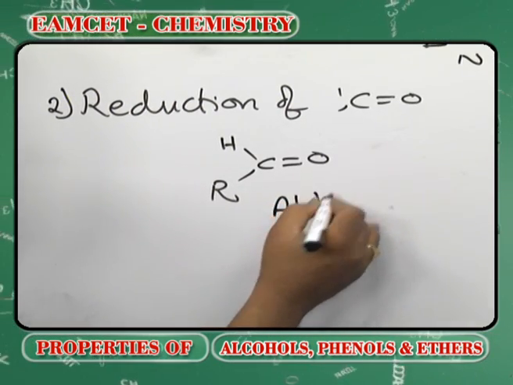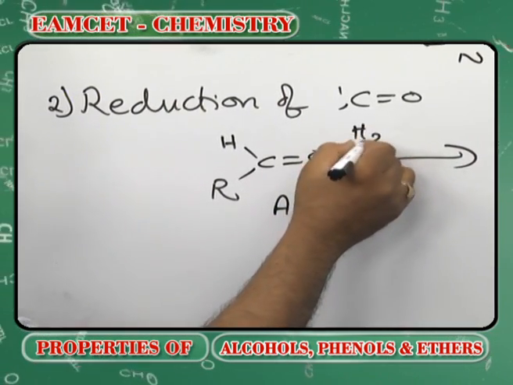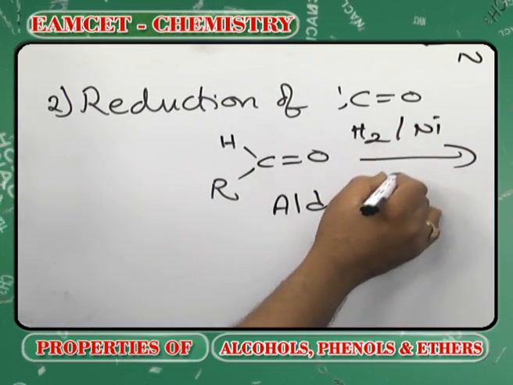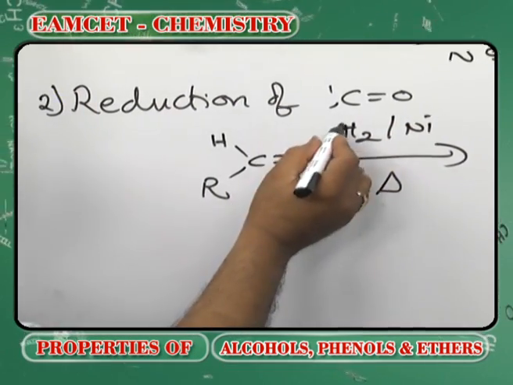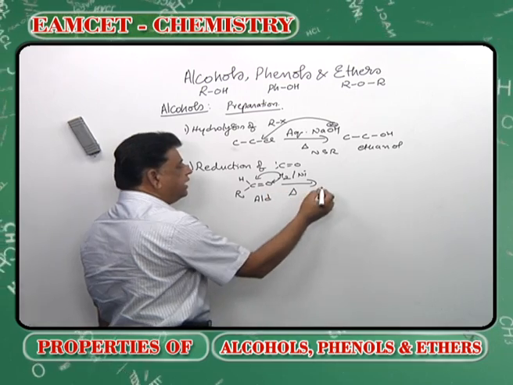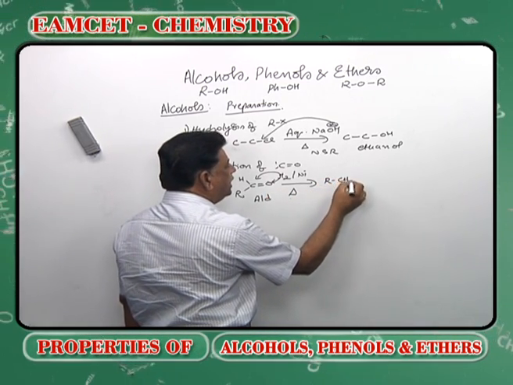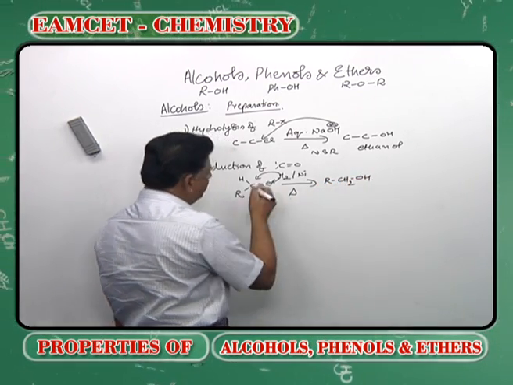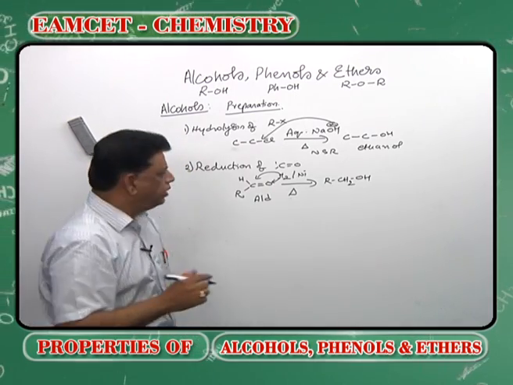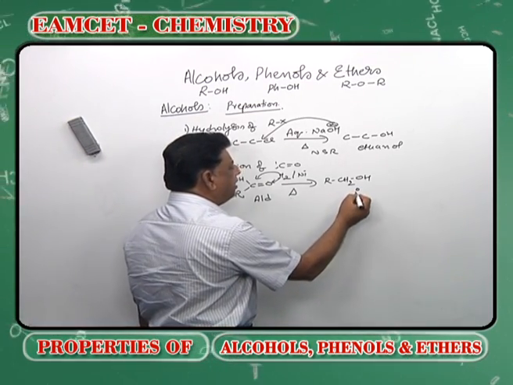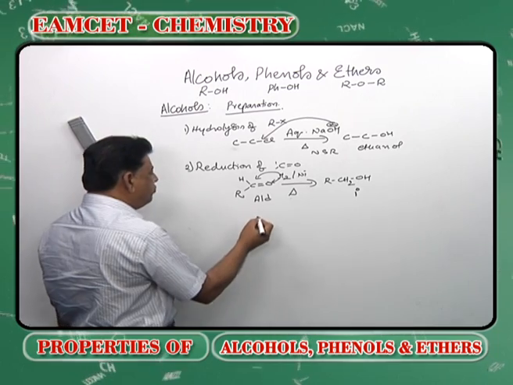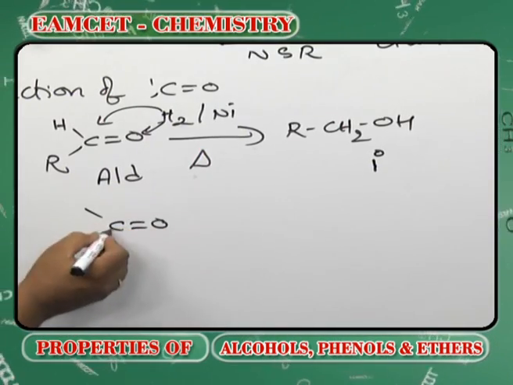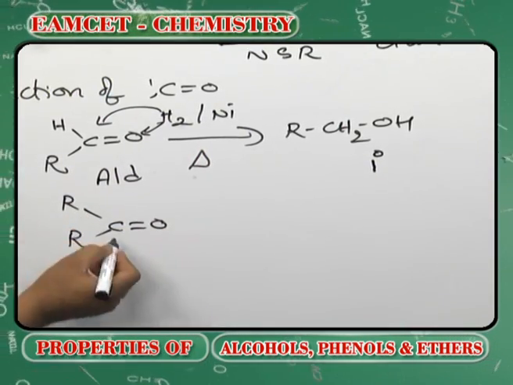If you take an aldehyde and reduce it with hydrogen in the presence of nickel, slightly heated, two hydrogens are added, one here, and you are going to get a 1 degree alcohol. All different types of aldehydes are going to definitely give 1 degree alcohols. Now, if you have a carbonyl group attached on both sides to alkyls only, no hydrogen.